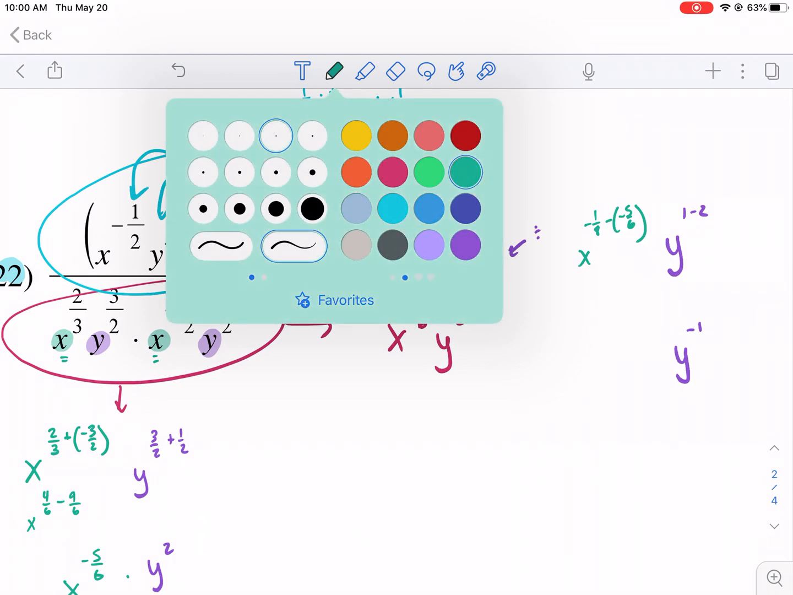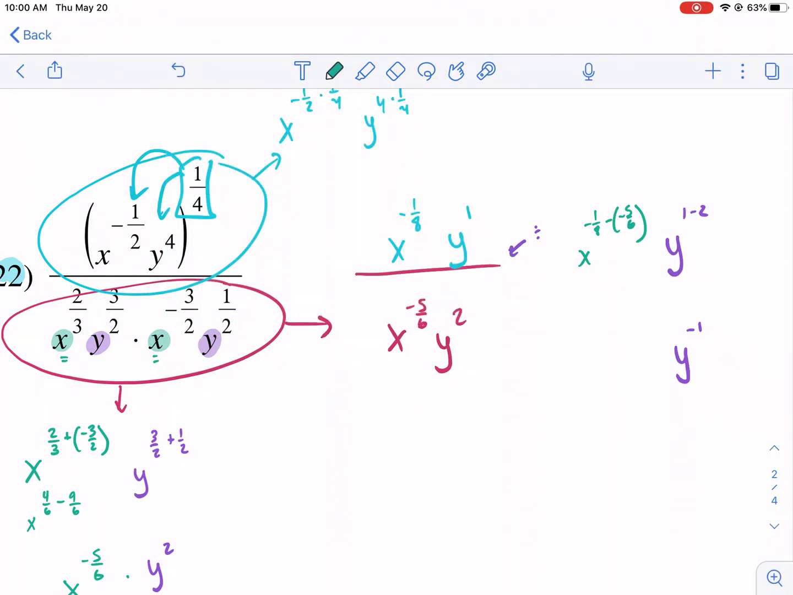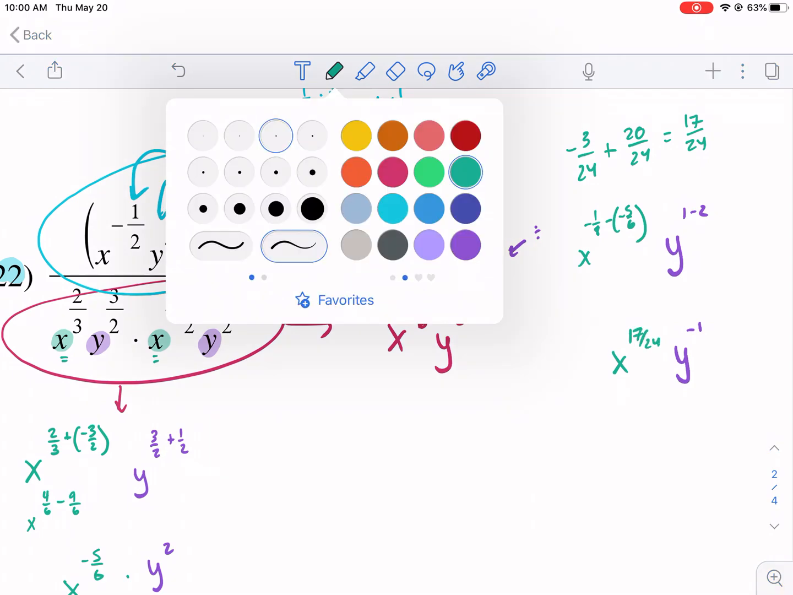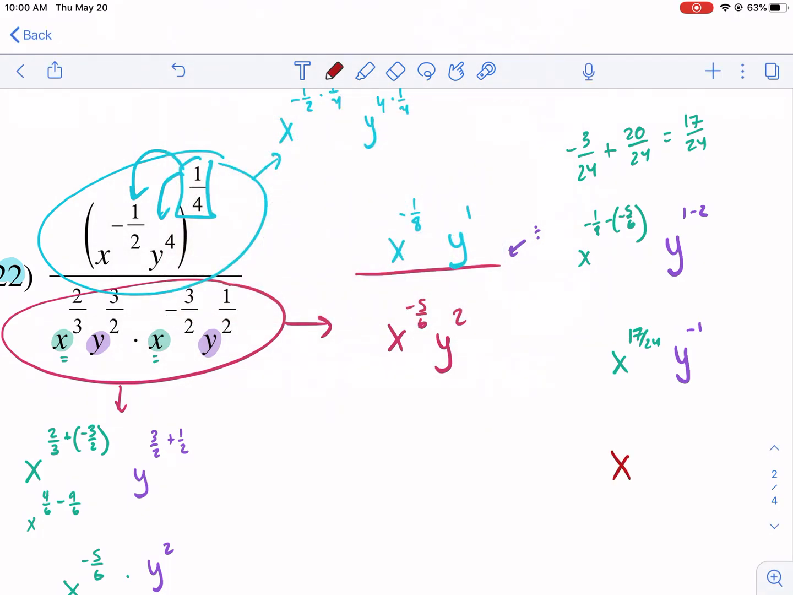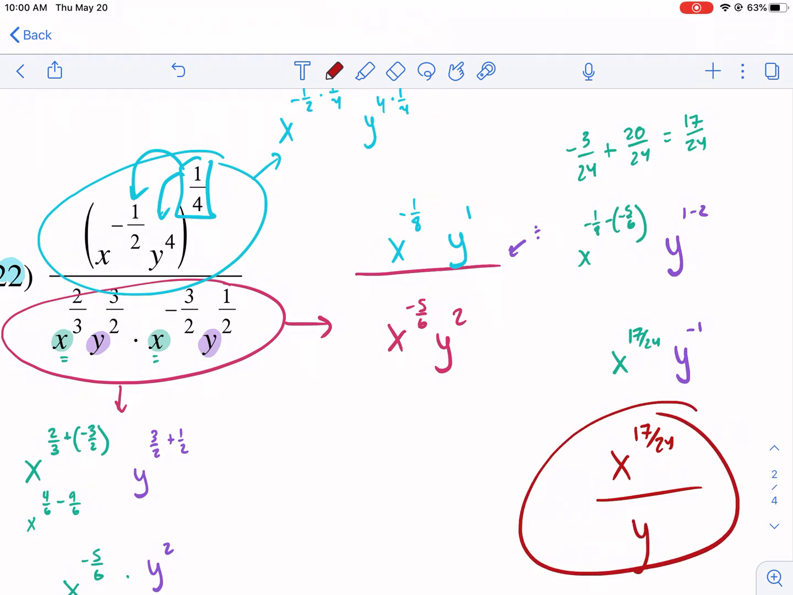The green is going to be a little tougher. We have to have a common denominator again. I think the smallest one is 24. So we multiply 8 by 3 to get 24. And this is going to be plus, because it's minus minus here. Plus, and then we multiply 6 by 4, so that's plus 20 over 24, which yields us 17 over 24. So that's x to the 17 over 24th power, y to the negative 1. Let's rewrite that with positive exponents only. X to the 17 over 24 over y to the 1st power, just y, and that's our final answer.